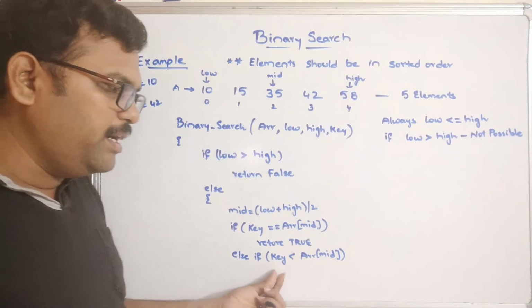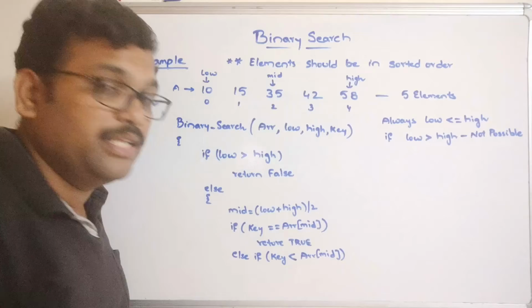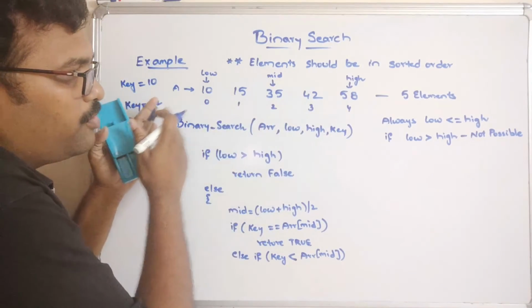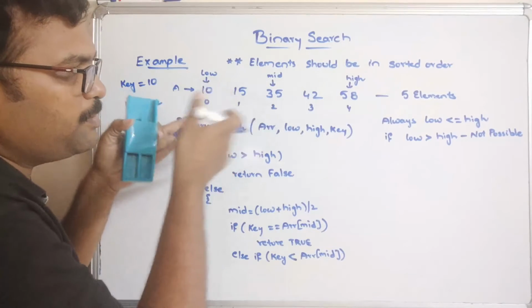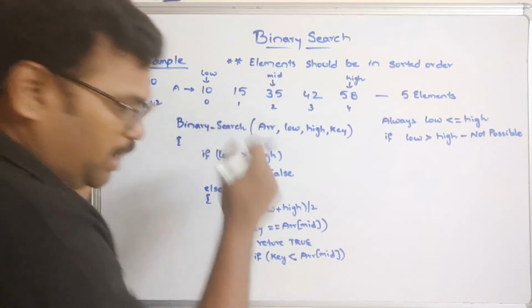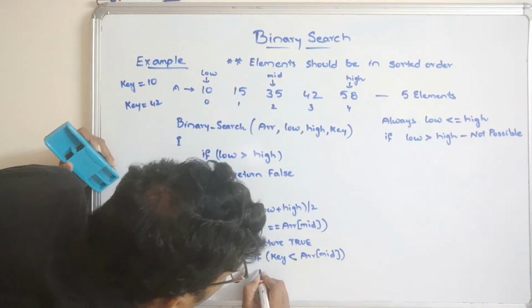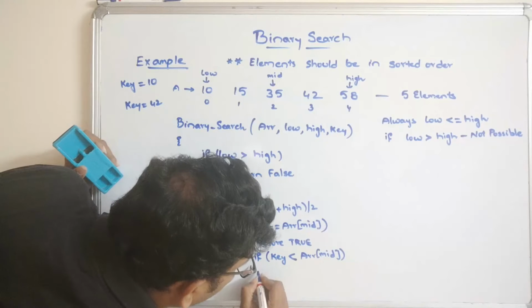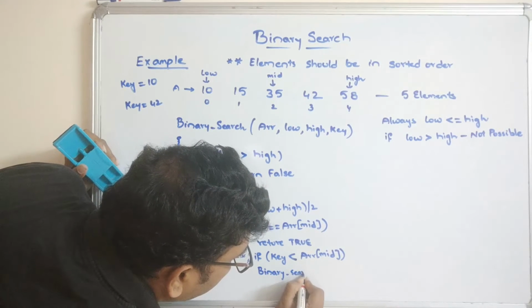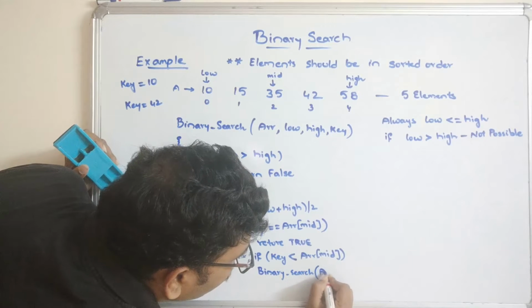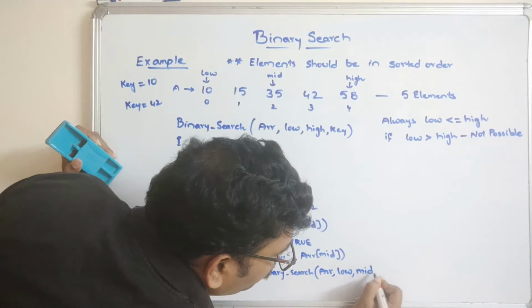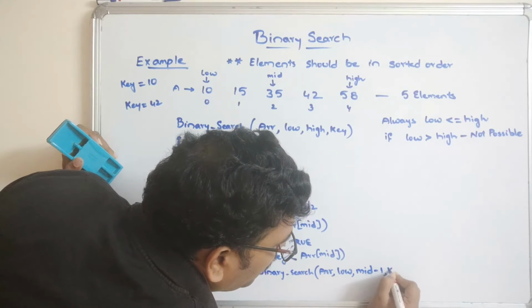If the search element is less than the middle element, obviously the search space will be the left hand side. So on the left hand side, the search space will be reduced. So low will remain the same and high becomes mid minus 1. So you can write the recursive call. We can simply call the same thing. Binary search, first one is array, low value is the same and the high value will be mid minus 1, and key.